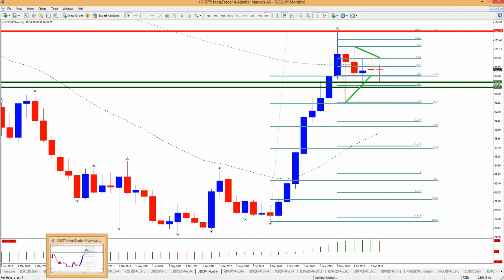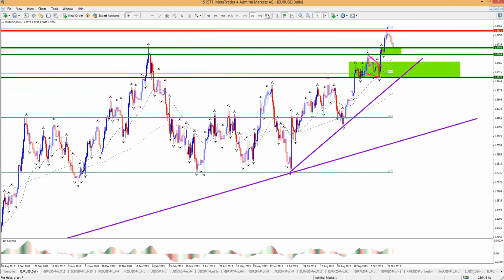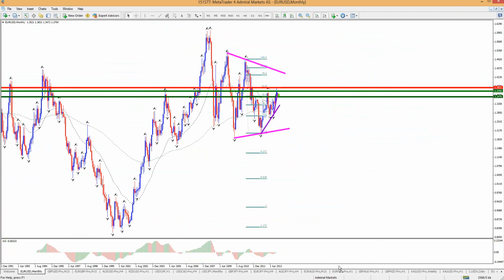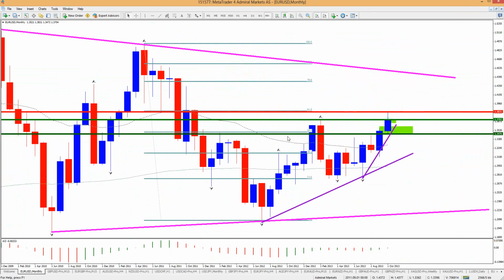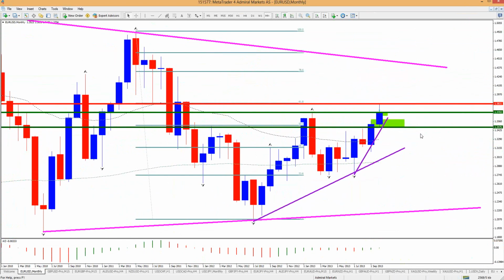We would have to take a look at, let's take a look at the euro monthly. How does that look like? It's a bullish candle, a bit of a wick, but it is bullish. And we have obviously an uptrend on the monthly. We have higher highs, higher lows, right? Etc.